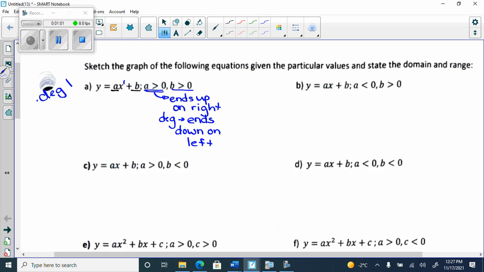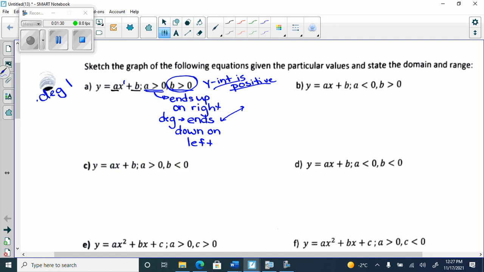What does this tell me? What's my B in this equation? The y-intercept. It's a constant at the back. It doesn't have a variable with it, right? So this is telling me that my y-intercept is positive. So I know it's up on the right, down on the left. It's going to be something like this, right? And I'm going to have a positive y-intercept. Can we agree?